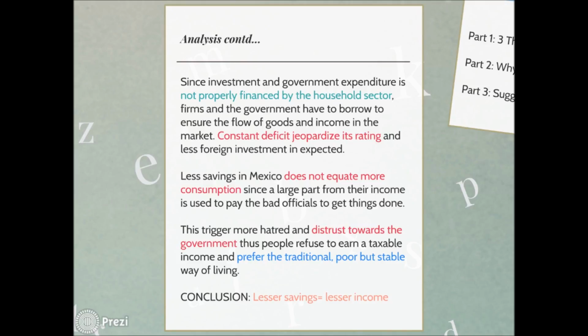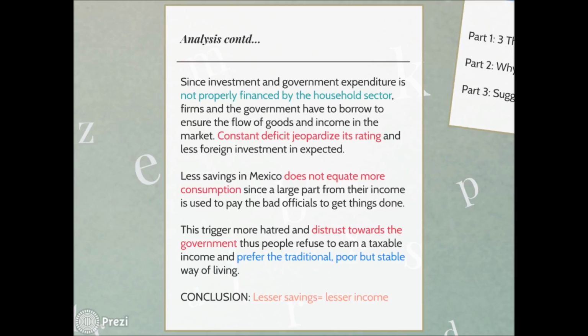Less savings in Mexico does not equate to more consumption, since a large part of their income is used to pay bad officials to get things done. This triggers more hatred and distrust toward the government. Thus, people refuse to earn a taxable income and prefer the traditional, poor but stable way of living. So, in conclusion, we can say that lesser savings will equate to lesser incomes.